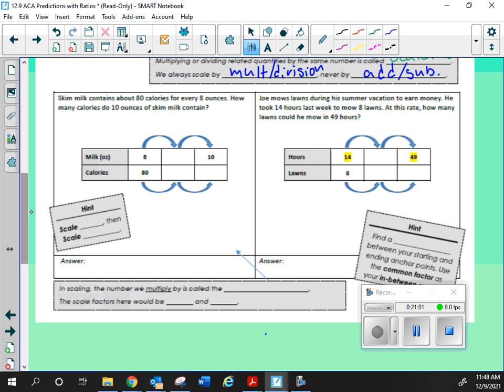I'm going to do one more with y'all and then I'll set you free. Skim milk contains about 80 calories for every 8 ounces. How many calories do 10 ounces of skim milk contain? In this one, can I go straight from 8 to 10? No. So what is a possible thing to do with 8 to 80? I could divide them both by... I can't do both of them by 10 because this doesn't end in 0, but I could divide them both by 8. Let's do that. Divide them both by 8. 8 divided by 8 is?